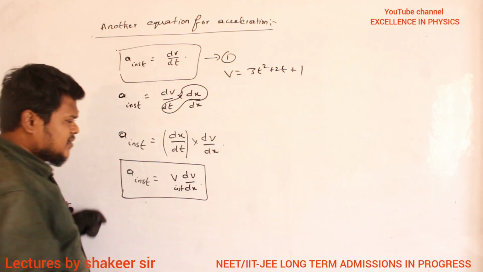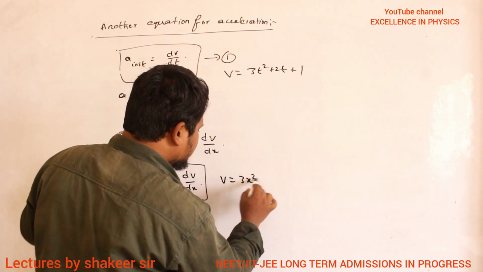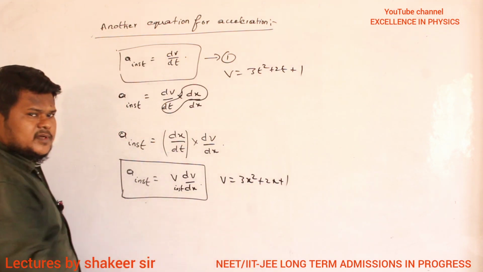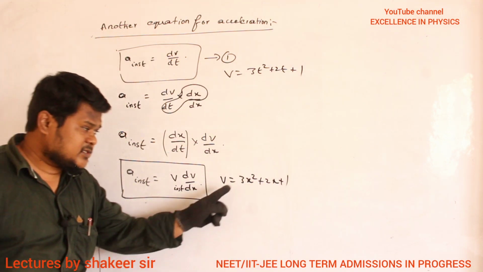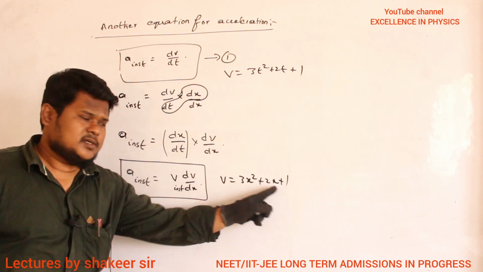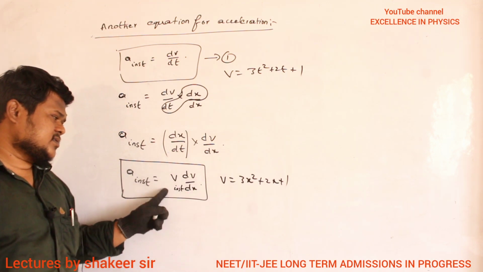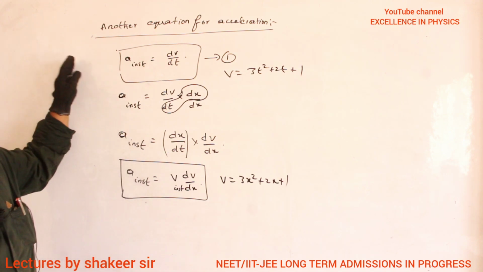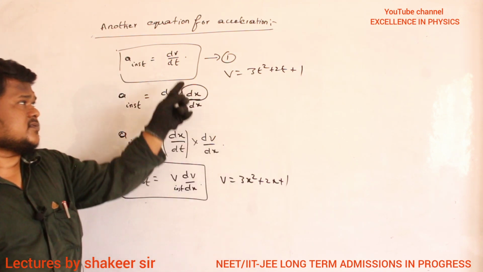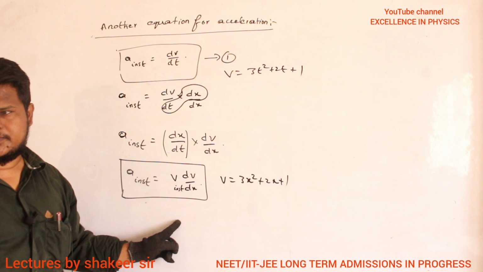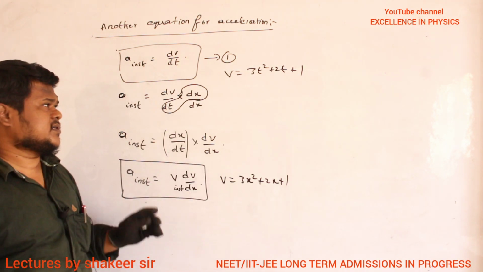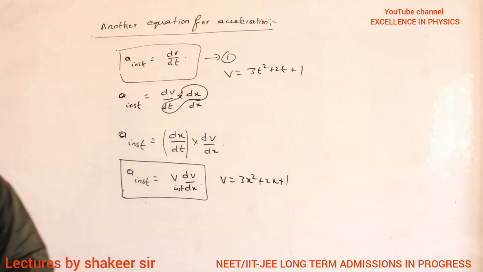Or if the equation is given as velocity equals 3x square plus 2x plus 1, now velocity is changing according to displacement. When x value changes, velocity also changes. Then we will use this relation. So according to the data of the given question, you have to select either this equation or this equation. That's it. Very simple. Make a note up to here.